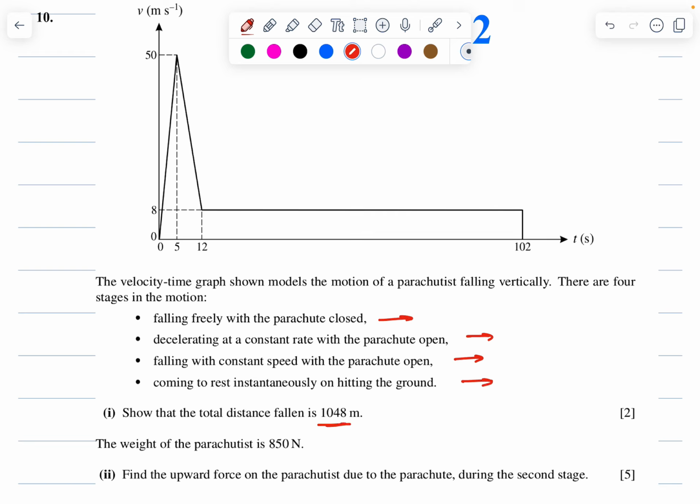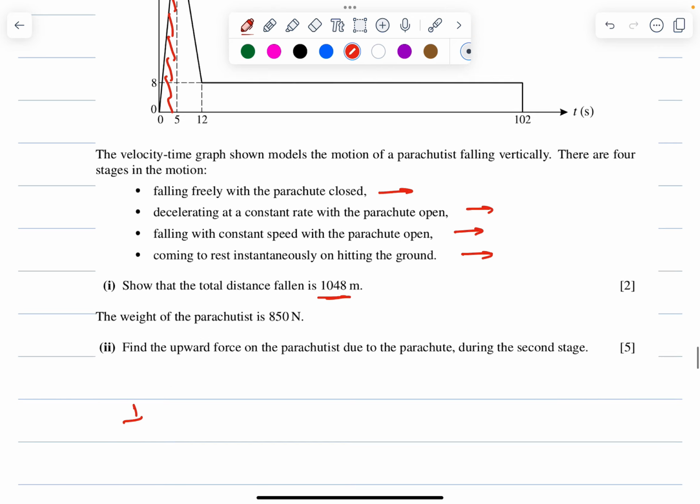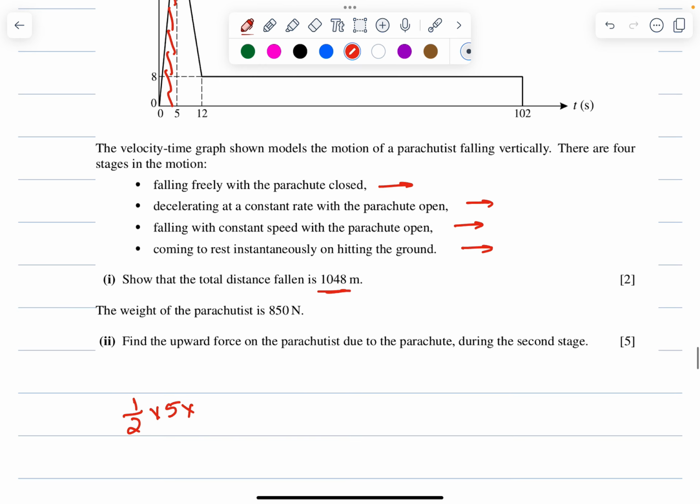Show that the total distance traveled is 1048 meters. So we have to show that the total distance traveled is 1048 meters. For that, I am going to first find the area of this triangle. Area of the triangle is half times base times height. Height is going to be 50.